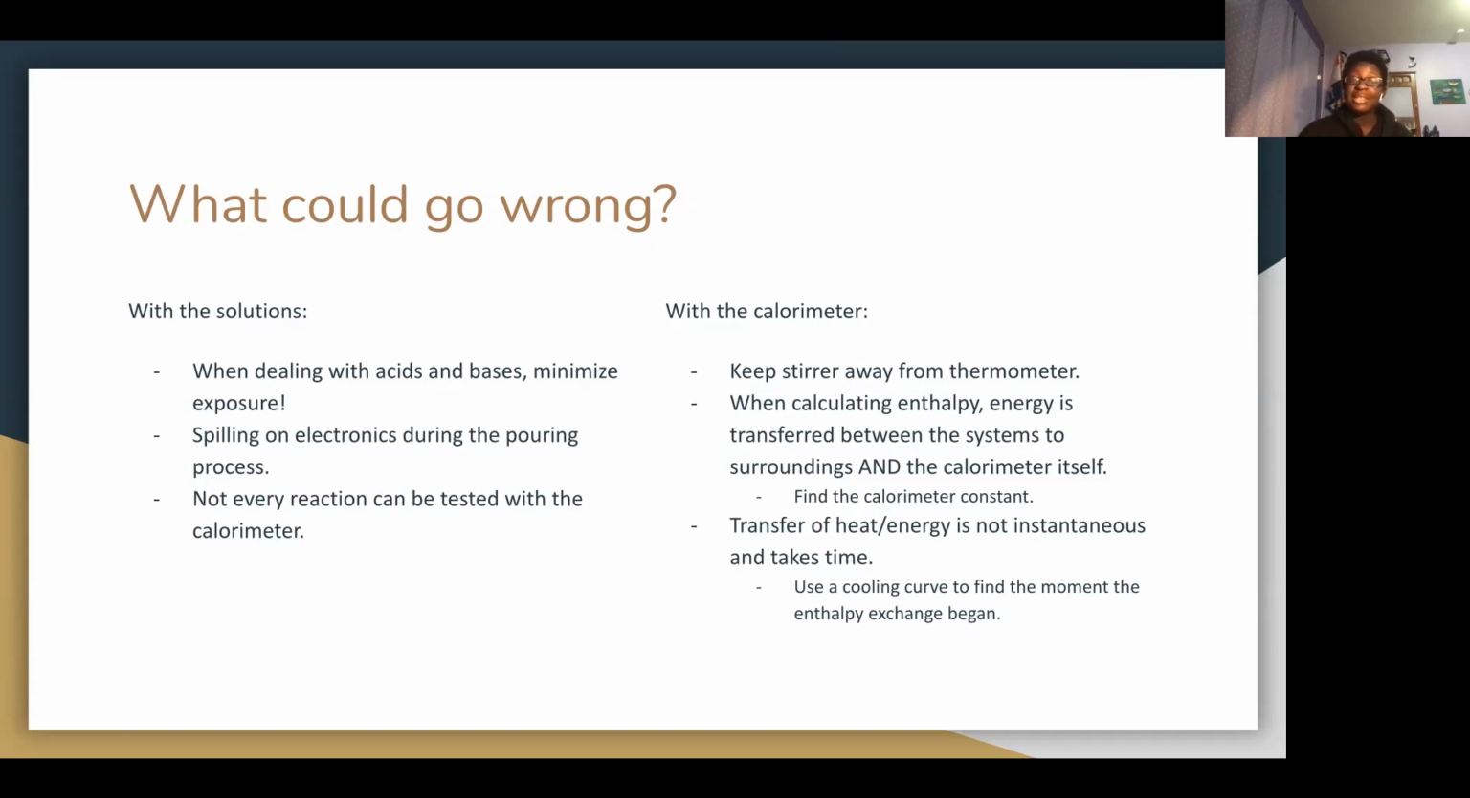And that is calorimetry, and I hope that all made sense. Thank you for watching.